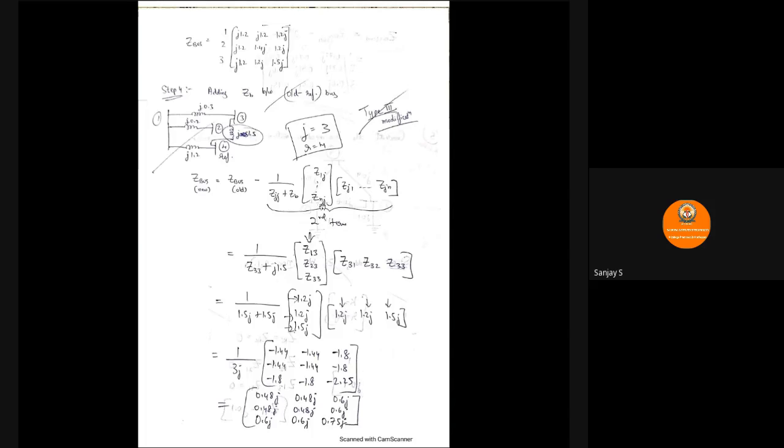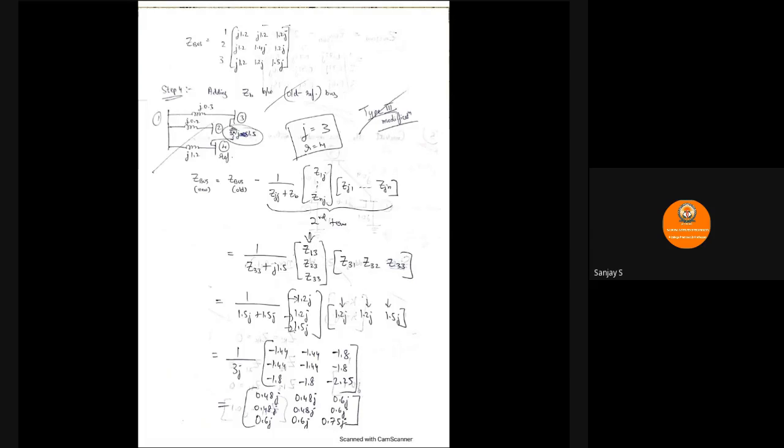We have to omit the reference in this particular column and row matrix. So we'll just be taking Z1J, Z2J, Z3J. Here we'll be taking ZJ1, ZJ2, ZJ3. The fourth one will not be considered since it is reference. So we have Z13, Z23, Z33, Z31, Z32, Z33. Then, as usual, we'll be picking all these elements from the previous updated Z bus.